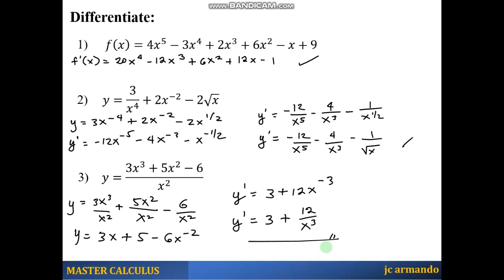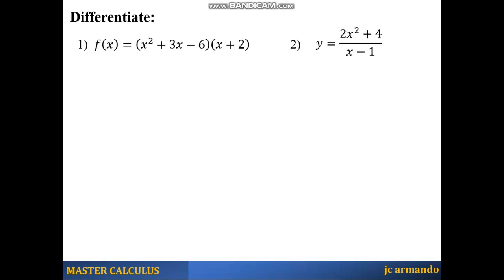Okay, so ganyan lang. Check ulit natin. So divided by x squared lahat ng terms. x cubed divided by x squared is x. So that becomes 3x. So 5x squared divided by x squared is 5 na lang. Then 6 over x squared is 6x to the negative 2. Derivative of 3x is 3. Derivative of 5 is 0. Then negative 6x to the negative 2. So negative 6 times negative 2, positive 12 over x cubed.